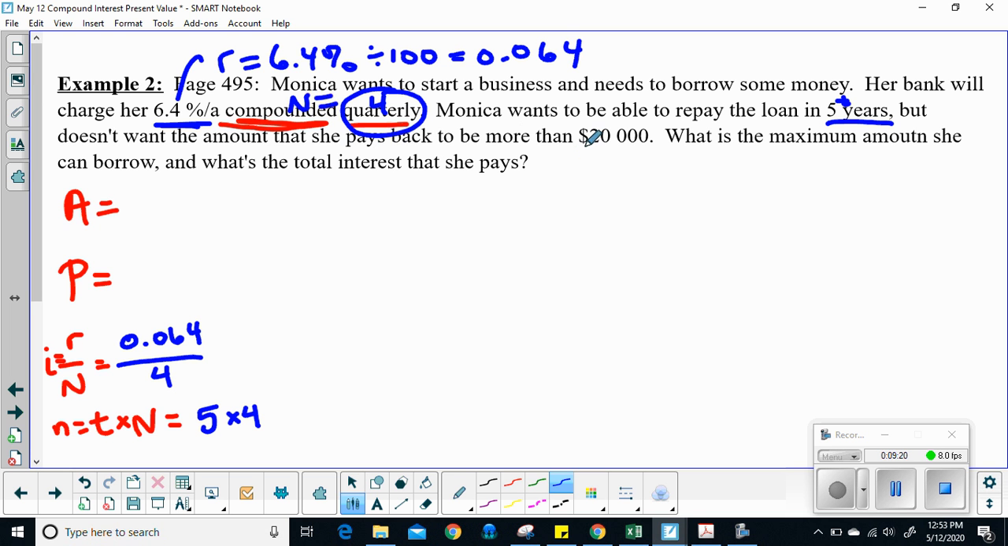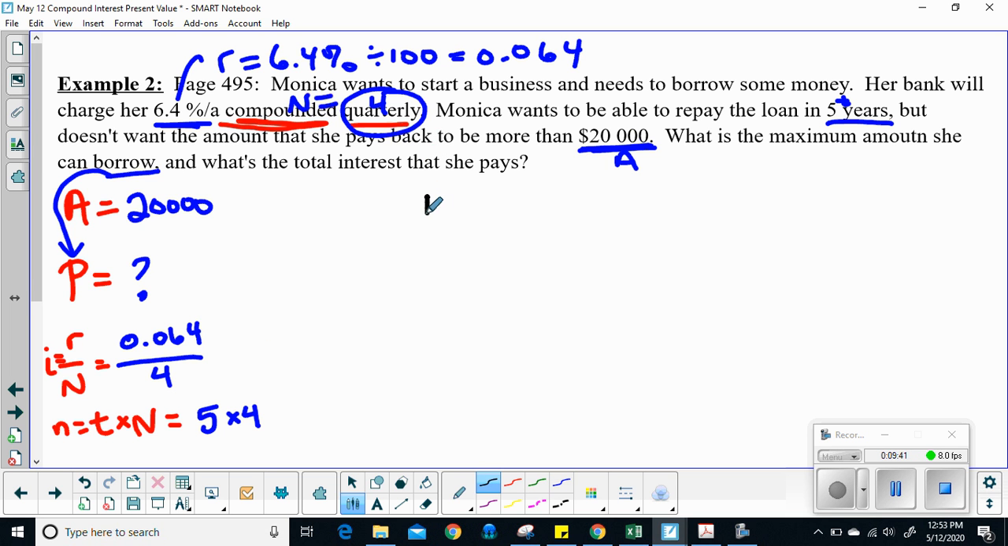But doesn't want the amount she pays back to be more than this. So this is what she's going to be paying back. So this is at the end. So this is our final amount. How much can she borrow? So that's my P. That's my question mark. Now I have everything. Oh, and then what's the total interest she pays? We're going to have to solve that after.